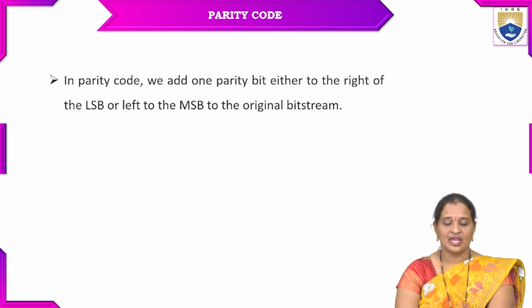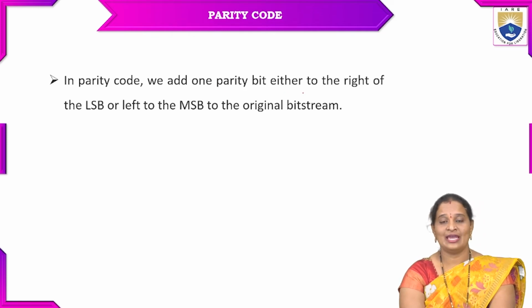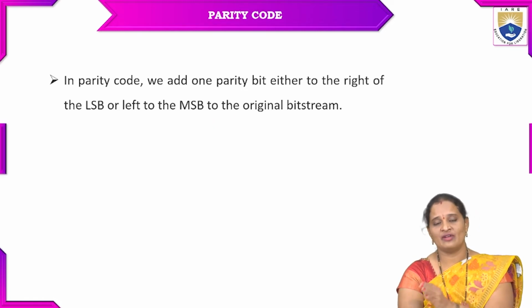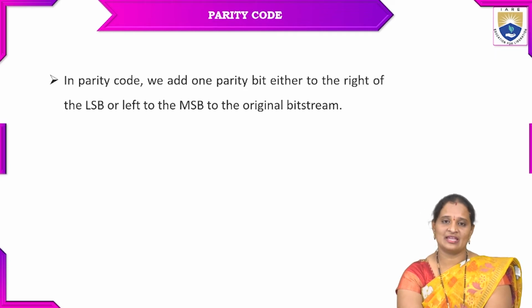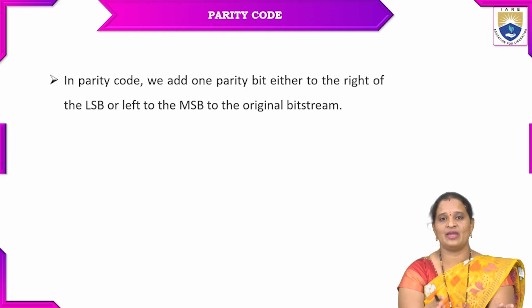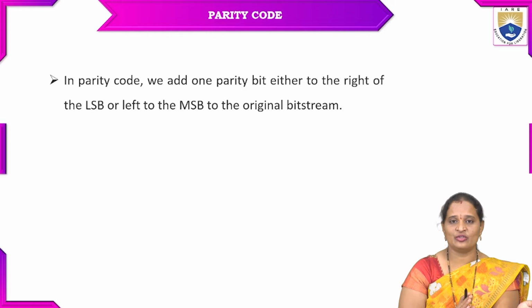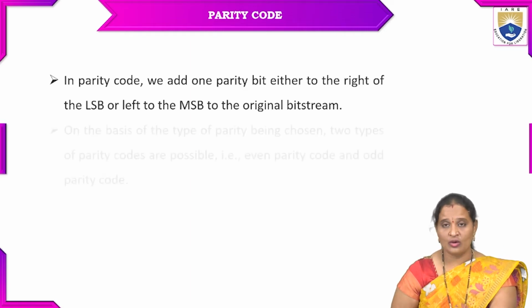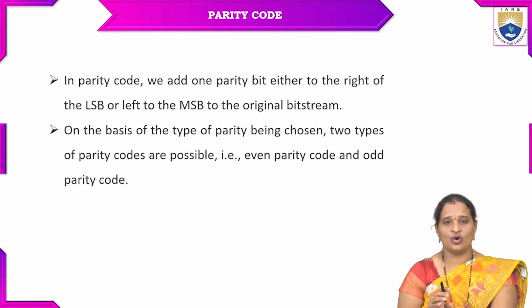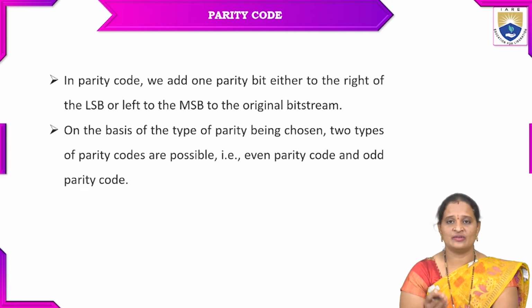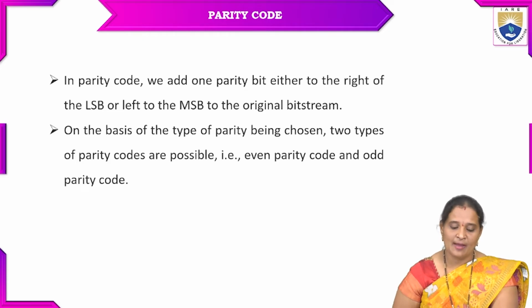basic error detection code in which we add one parity bit either to the right of the LSB or to the left of the MSB. That means we add an extra bit, which may be added either to the least significant side or to the most significant side. If you are adding the extra bit at the LSB, it should be added to the right side of the LSB. And if the extra bit is added at the MSB, it should be added to the left side of the MSB. So this is the parity code, in which an extra bit is added to either the right side of the LSB or the left of the MSB of the original bit stream, and the code generated is called a parity code.